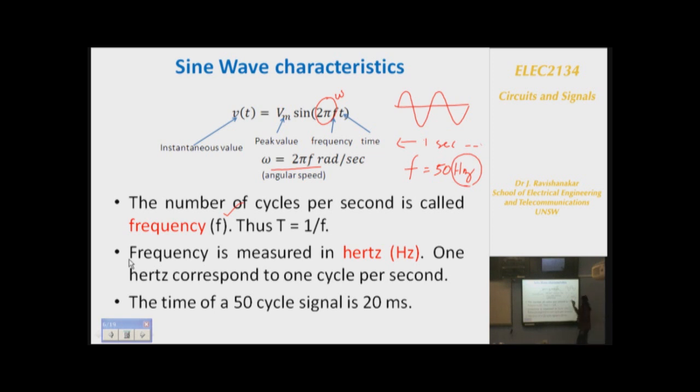Now we also know the time period. What is the time period? The time period is the time taken for one complete cycle. So when you have 50 cycles in 1 second, it means that for 50 cycles it takes 1 second. Therefore for 1 cycle, the time taken is the time period T. So T is nothing but 1 by 50, which is 20 milliseconds. So the time for one cycle of a 50 Hz signal is 20 milliseconds.